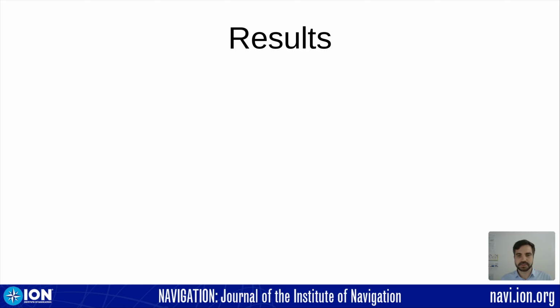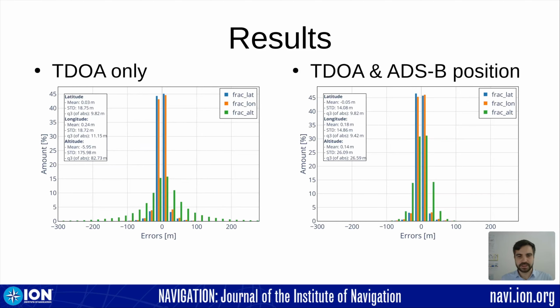Here I'm going to show you some of the results. In the two simulations that I present to you, 40 ground stations placed in the largest cities were used, and we simulated a time of arrival accuracy of 0.1 microseconds, which corresponds to approximately 30 meters. In the left figure, only TDOA measurements were taken into account, on the right figure also the ADS-B position.